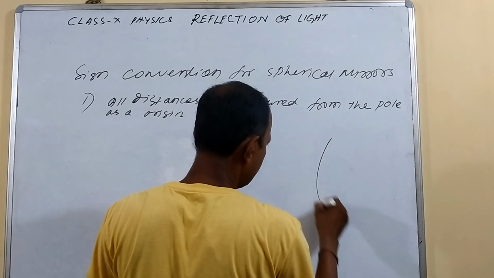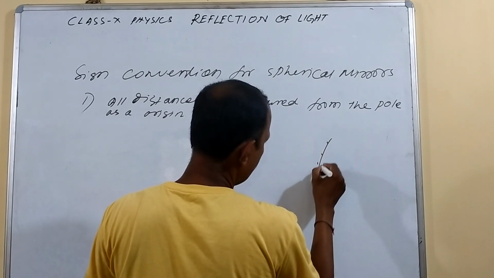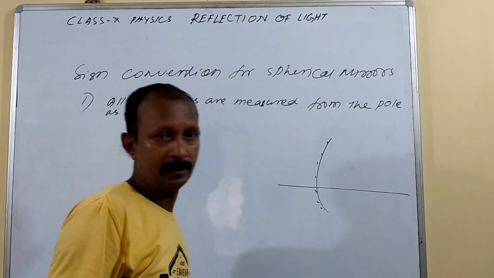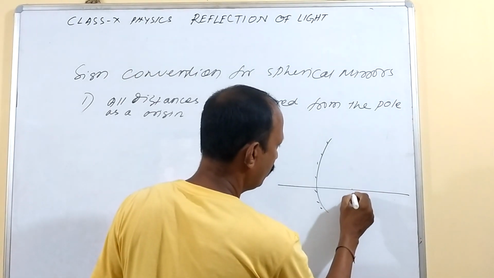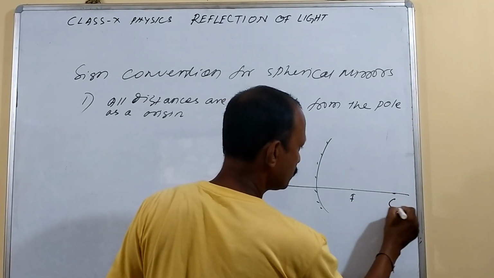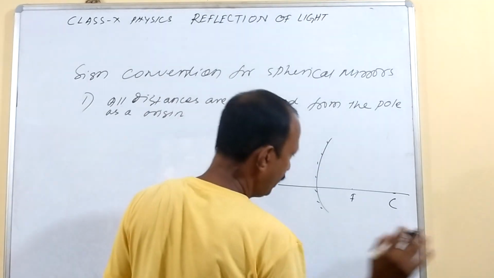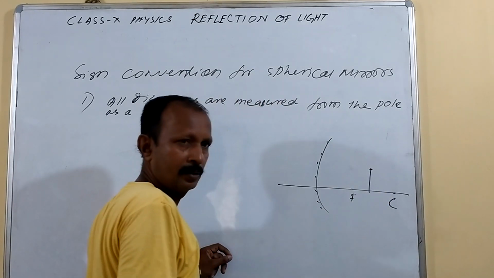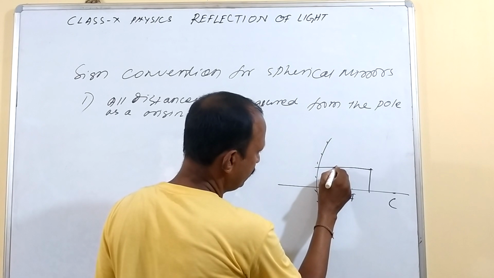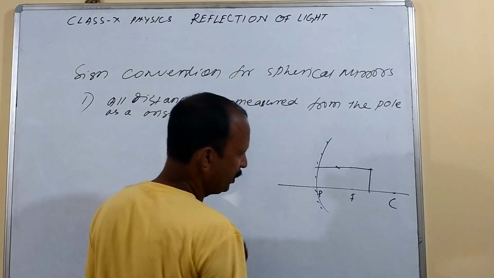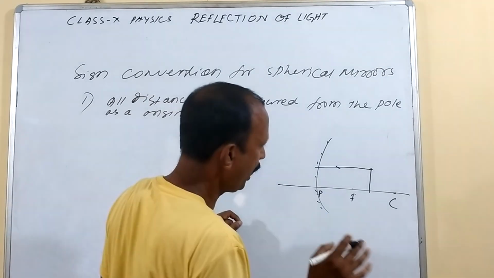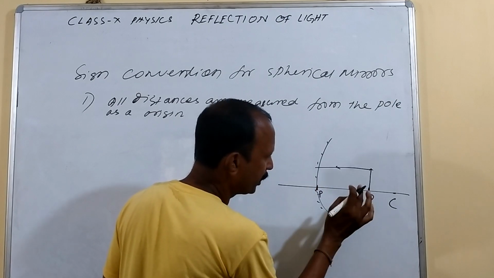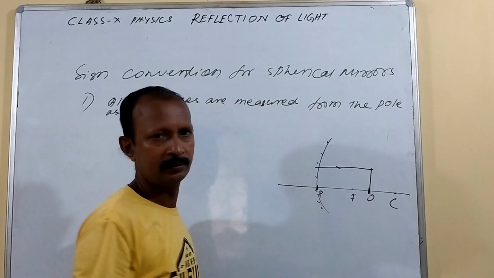For example, this is a convex mirror. This is a concave mirror. This is the focus. This is the center of curvature. I have taken the object here. So the light rays come like this. This is the pole of the mirror. This is the object. So I shall measure the object distance from pole to object, pole to object, not from object to pole.